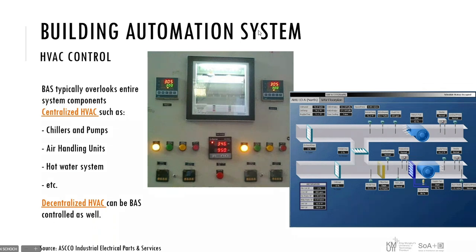HVAC control is usually the biggest system that is being controlled and automated, because HVAC, as you already know, is the provision of temperature, of heating and cooling, but it's also the provision of fresh air supply, as well as the control of the humidity. So there are so many different aspects that need to be overlooked and controlled, and also steered and then changed. And besides that, there is also a lot of equipment involved.